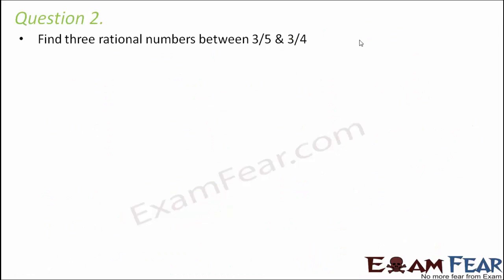Question number 2. Find 3 rational numbers between 3 by 5 and 3 by 4. So here also we will follow the same approach. So here A is equal to 3 by 5 and B is equal to 3 by 4. Let's say this is the number line, this is A and this is B. So let us calculate the mean between the two to find out C.